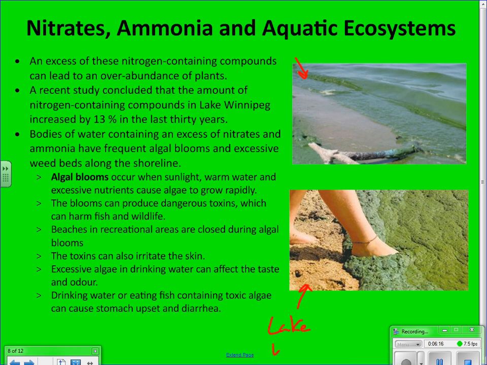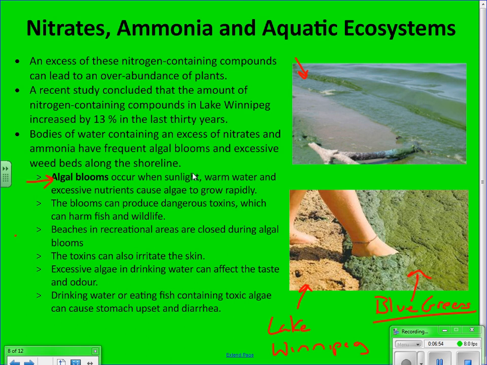And what's happening in Lake Winnipeg is excess nitrogen is creating algae and these algal blooms here to grow very rapidly. And these blooms, a lot of this is blue-green algae, which is quite toxic, are causing problems in Lake Winnipeg. And some of the problems, obviously, if you've ever been to the beaches near Lake Winnipeg, sometimes they're closed because the algal blooms are quite prevalent.